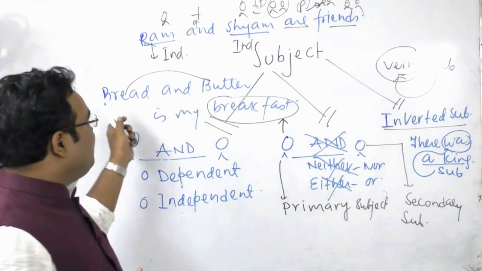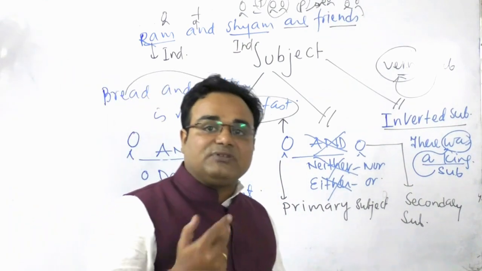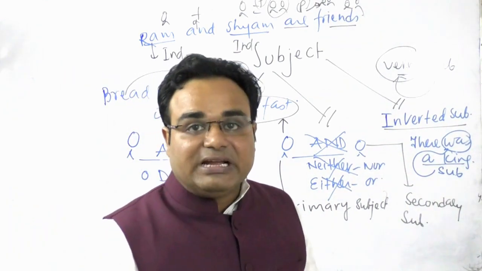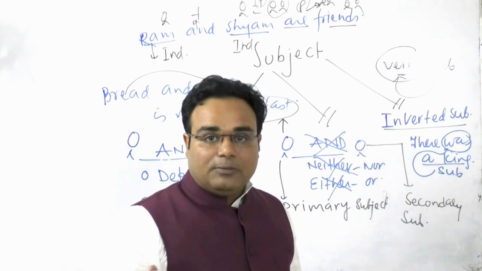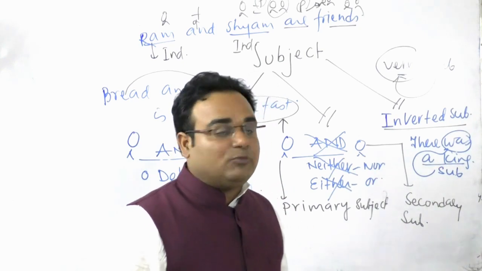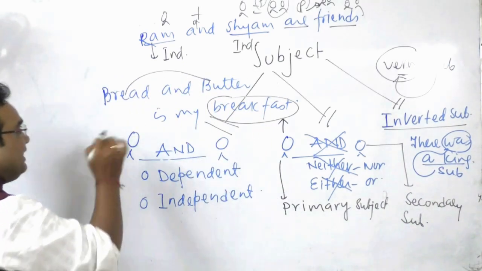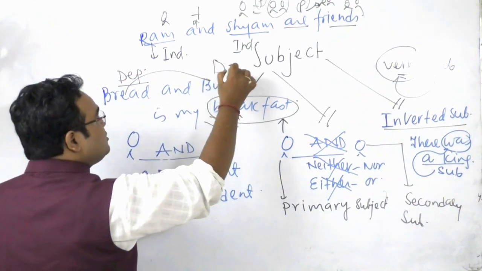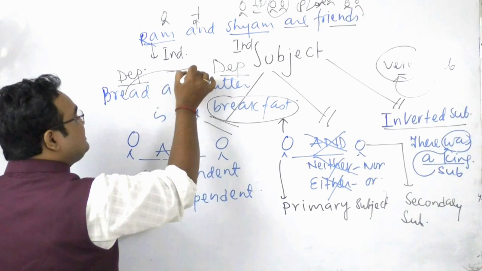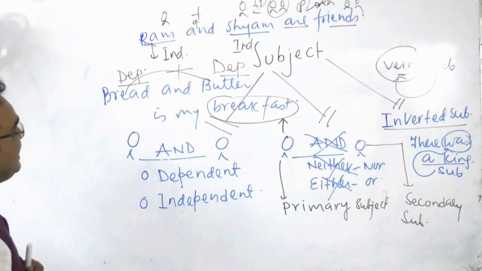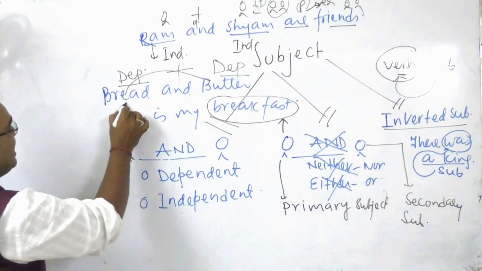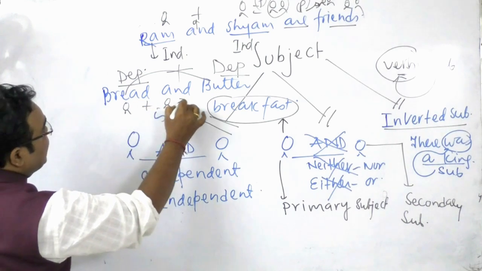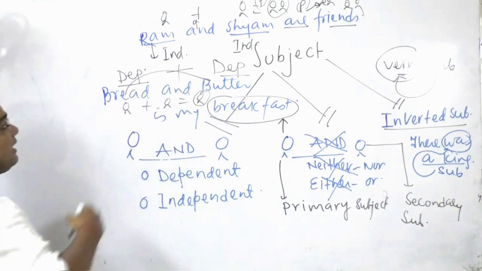You just cannot afford to eat bread first and after that start licking the butter, right? If you are not a mad person, if you are a common human being, all right? So here these two, bread dependent and butter is also dependent. So when these dependent subjects are connected by and, 1 plus 1, what does it become? It becomes 1 only.